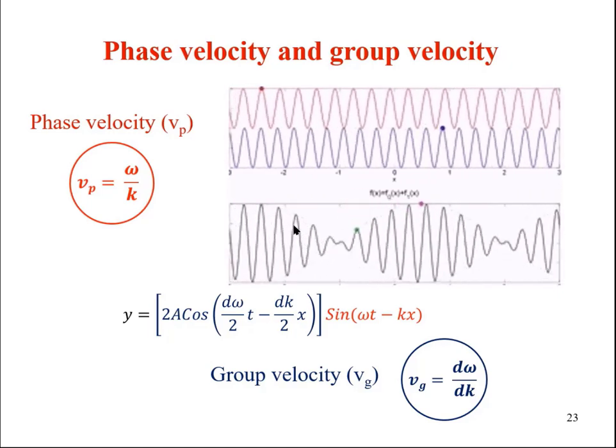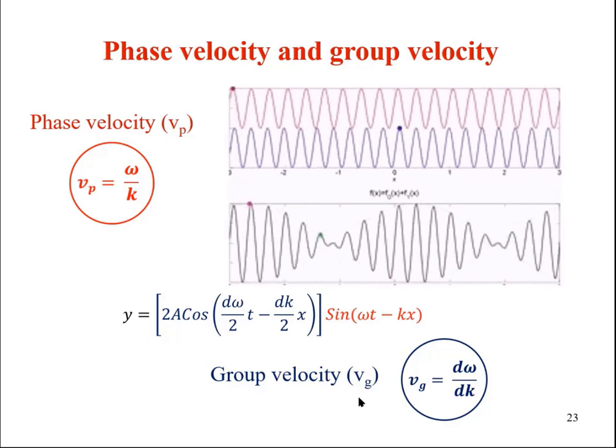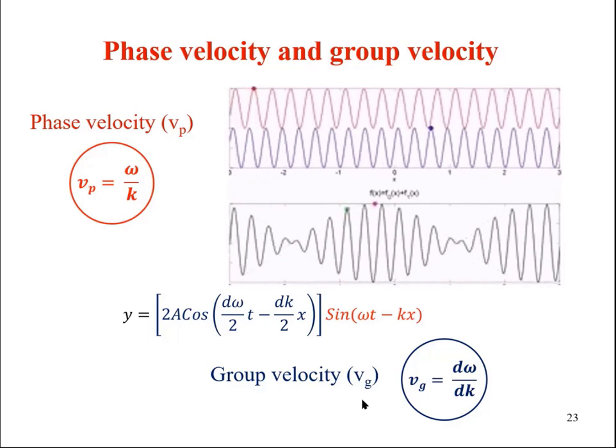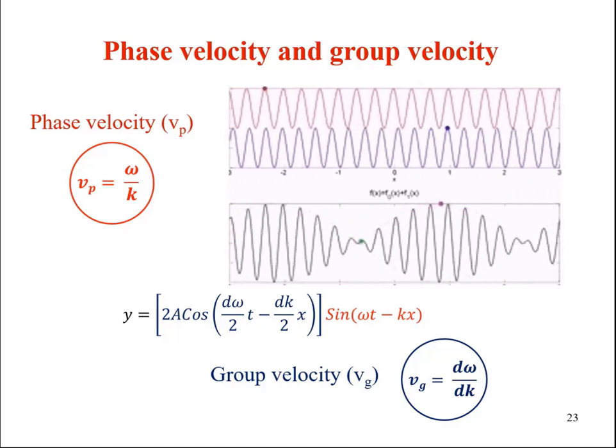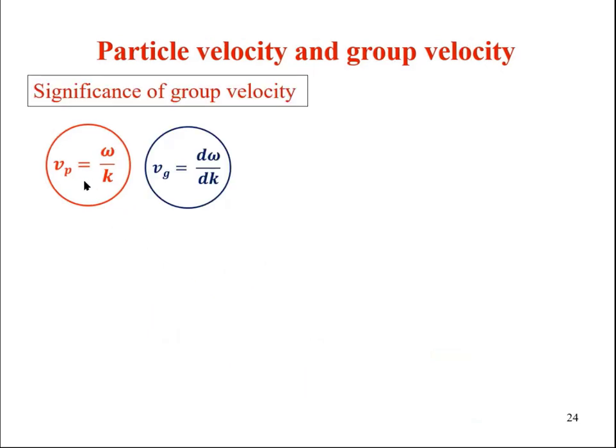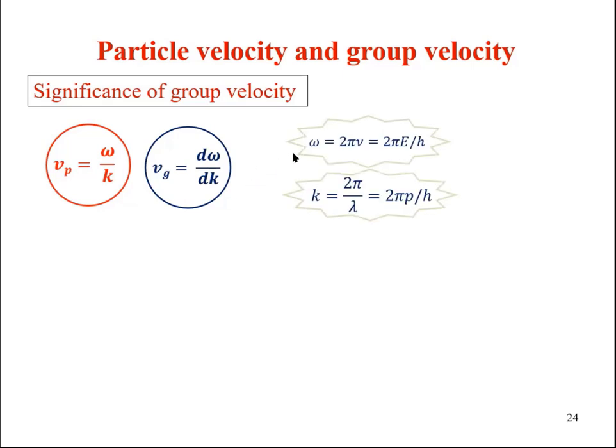Since the particle is somewhere in this wave packet, the group velocity is equal to the particle velocity. This can be proved also. So these are phase velocity and group velocity, and ω is given by 2πν or 2πE/h, where E is the total energy of the particle, and k is given by 2π/λ, where λ is h/p, or k equals 2πp/h. So we can compute dω and dk.